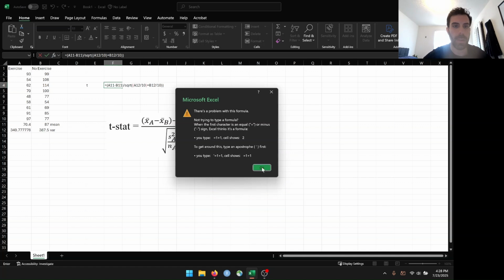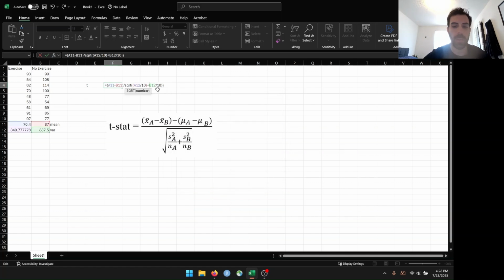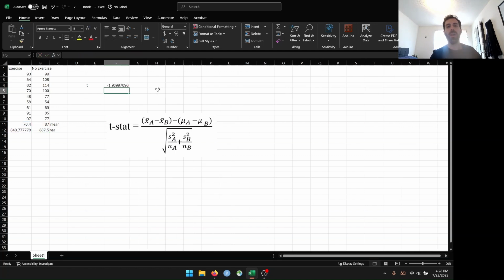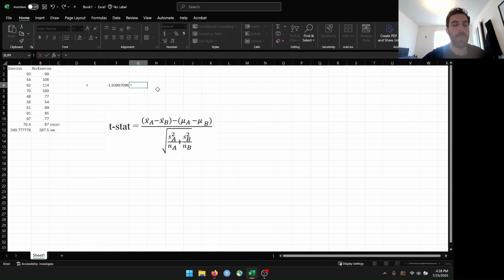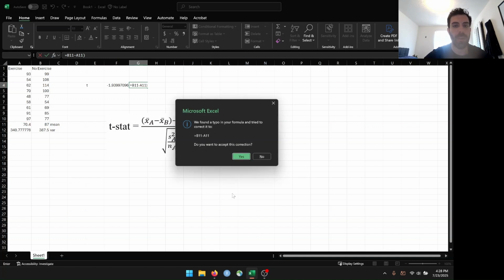Hold on. Forgot a parenthesis in my formula, that's why it was complaining. Okay, and this gives me one t-statistic. Now, when I do it the other way, this is another good sanity check. I should get the same t-statistic, because remember the standardized t-distribution is symmetrical around 0. So this time I'm taking the mean of the exercise group and subtracting that from the mean of the no exercise group.